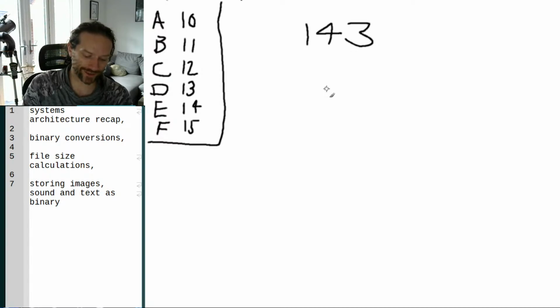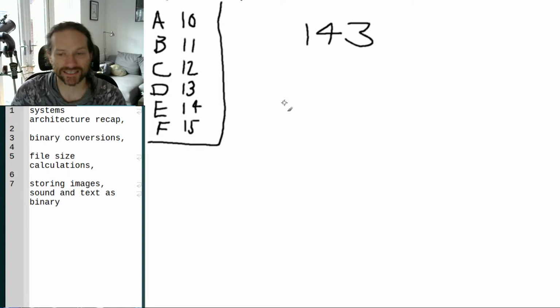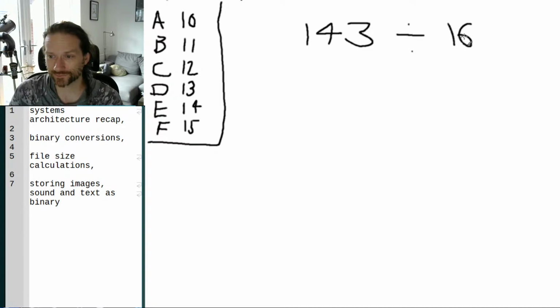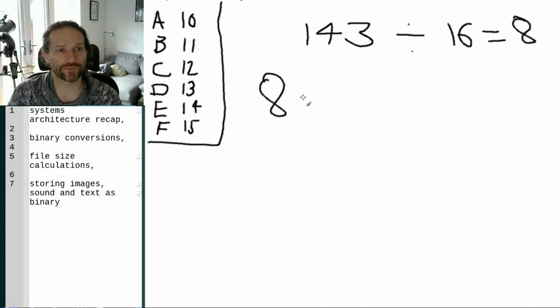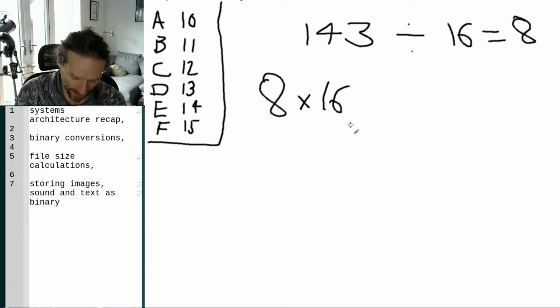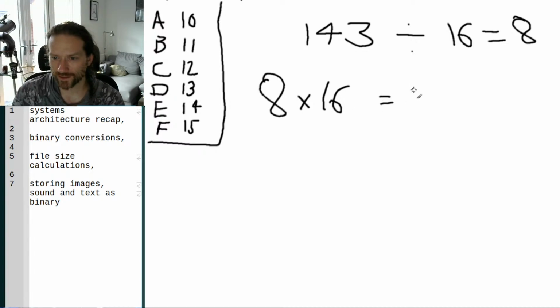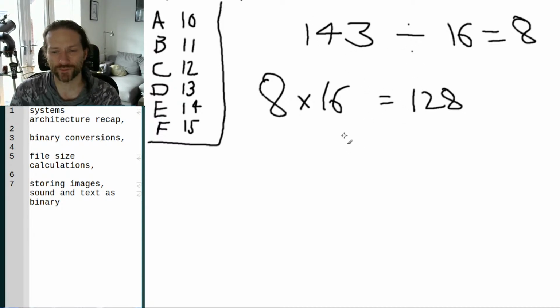So let's do 143 divided by 16. That is 8. There are 8 16s in 143, with some left over. So 143 divided by 16 equals 8. Now, to work out how much is left over, we do 8 times 16, which is 128. Should have known that. Then we subtract 128 from 143.